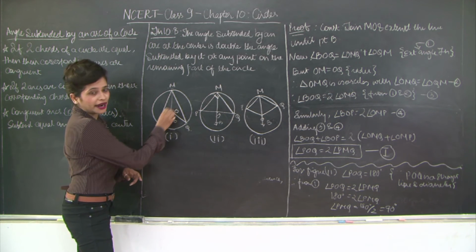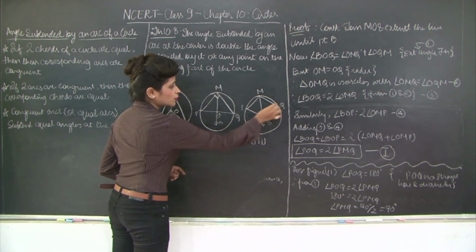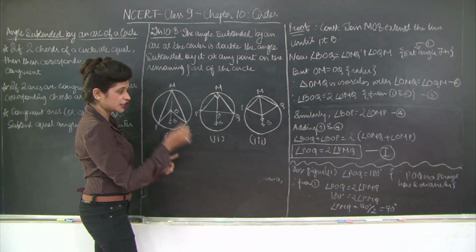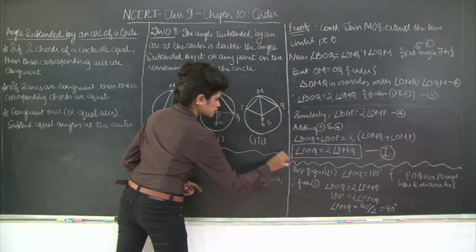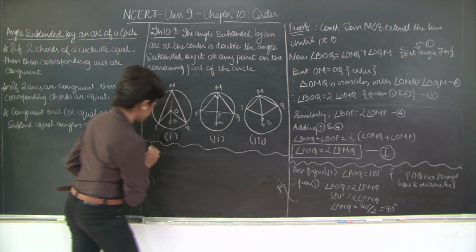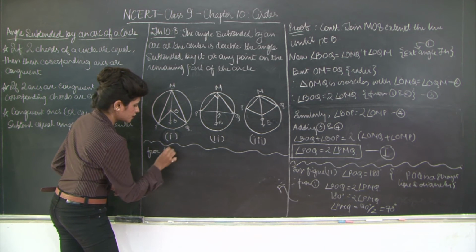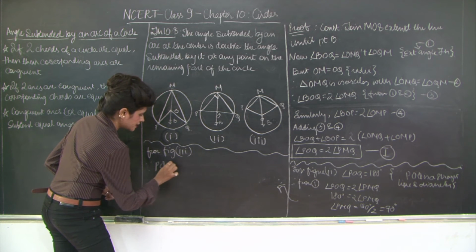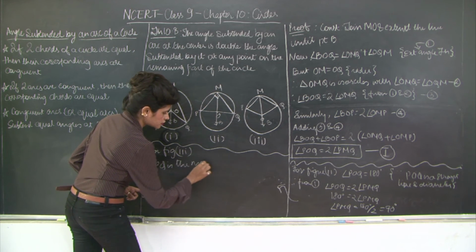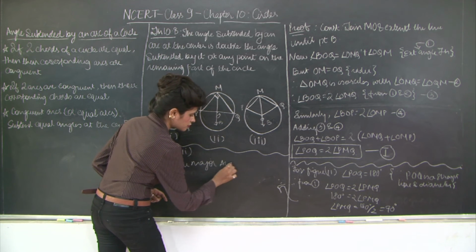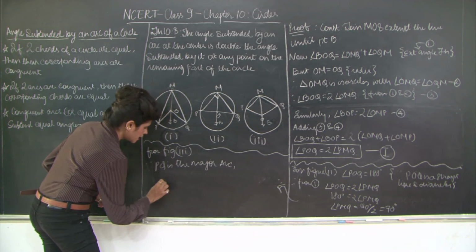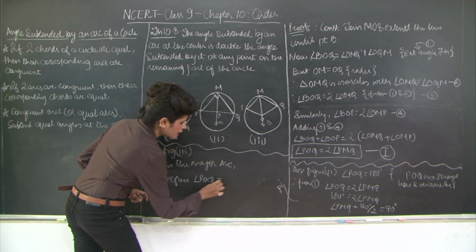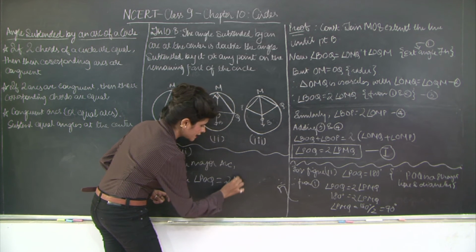See, here we had the minor arc PQ, but here PQ is the major arc. So instead of angle POQ, we say reflex for the major arc. So now for the third section, for figure 3, since PQ is the major arc, I will say that reflex angle POQ is equal to twice angle PMQ.